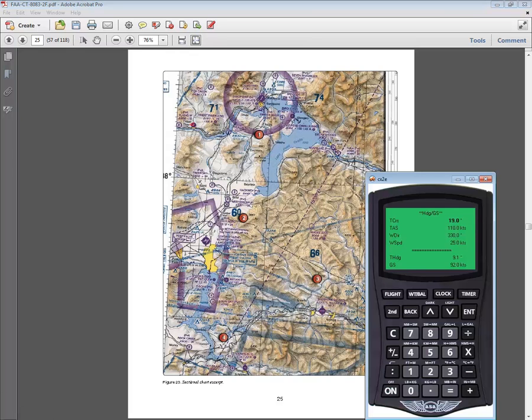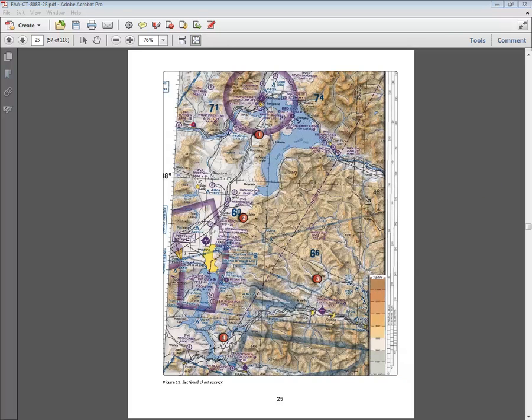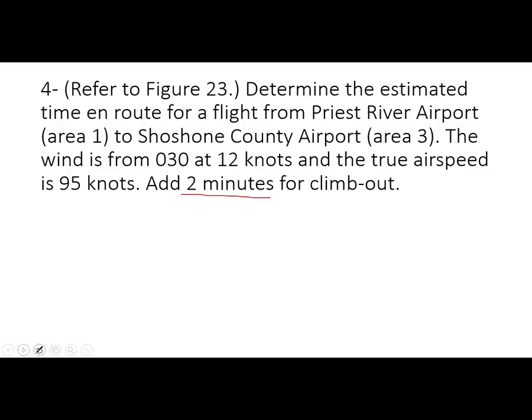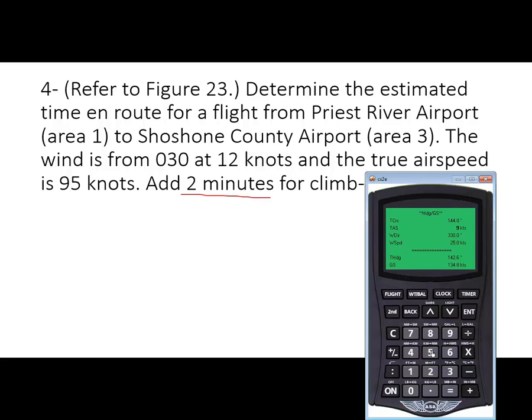So I can pull out my CX2, and I can type in 144 degrees true course. True airspeed in the question says that our true airspeed is 95 knots. The wind is given at 30 degrees and 12 knots. So that gives us a ground speed of 99.2 knots. And we want to know how long it's going to take.